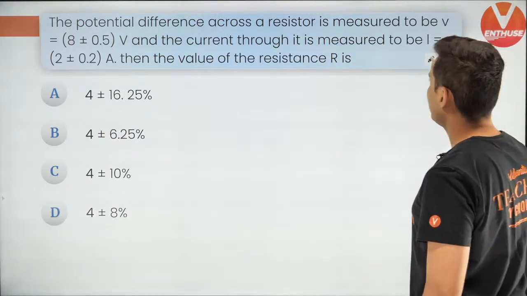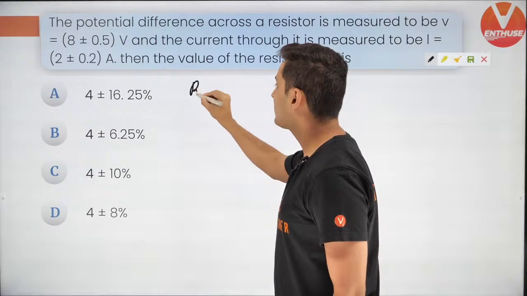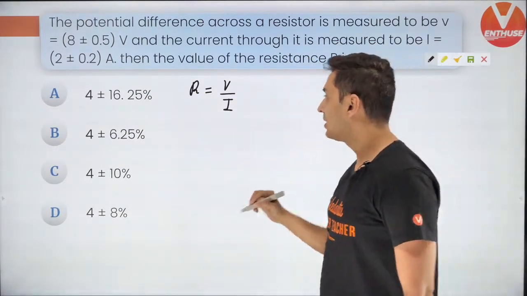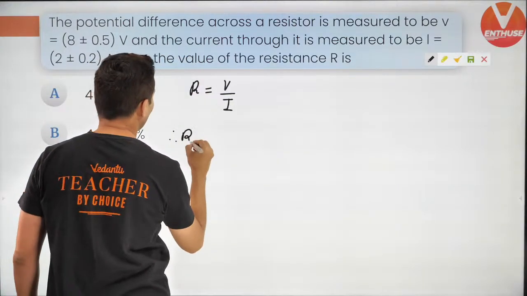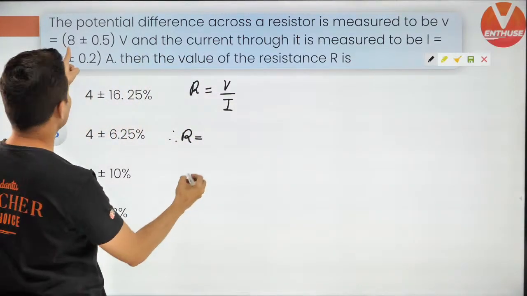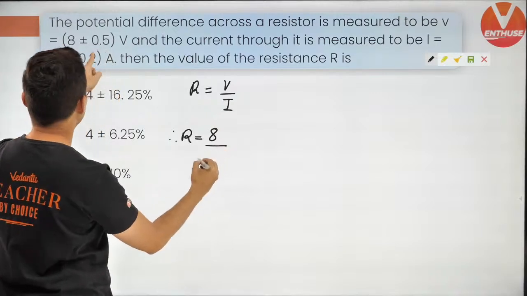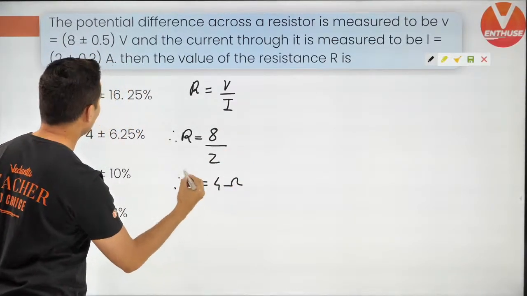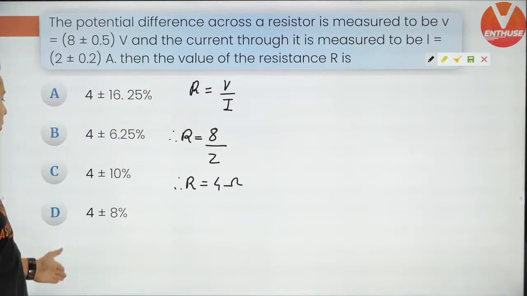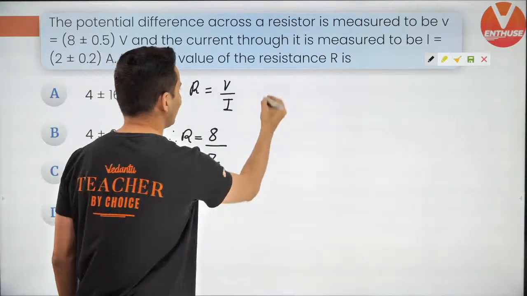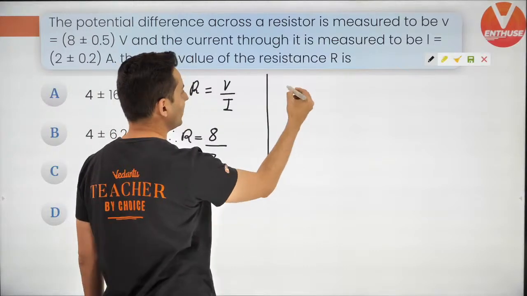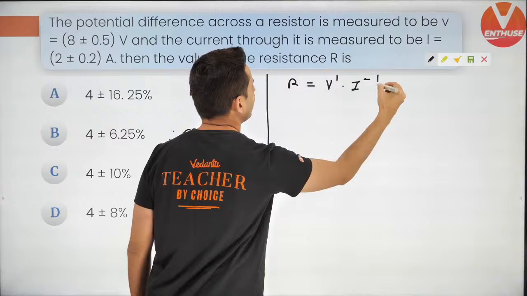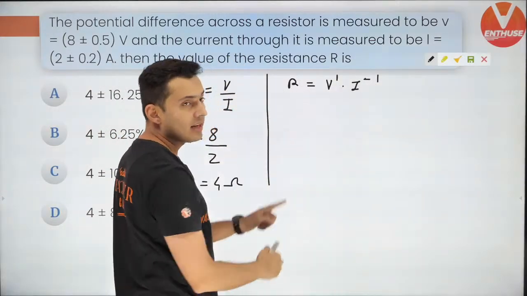Now, the way to solve this is, remember, resistance is voltage divided by current. Isn't that true? Resistance is voltage divided by current. Now, the most probable resistance will be the most probable voltage divided by the most probable current, which will be 4 ohms. So resistance is going to be 4 ohms. Now all of the options have 4 ohms, so we cannot eliminate any yet. So the next thing that I'm going to do is, remember, R is V raised to 1 into I raised to minus 1. If you rearrange this formula, that's how it's going to look.